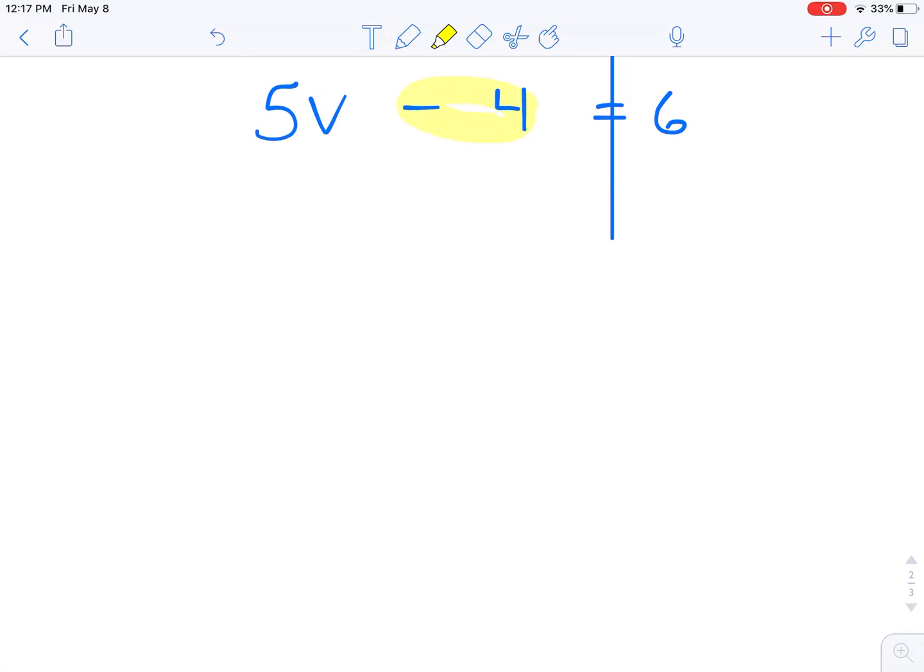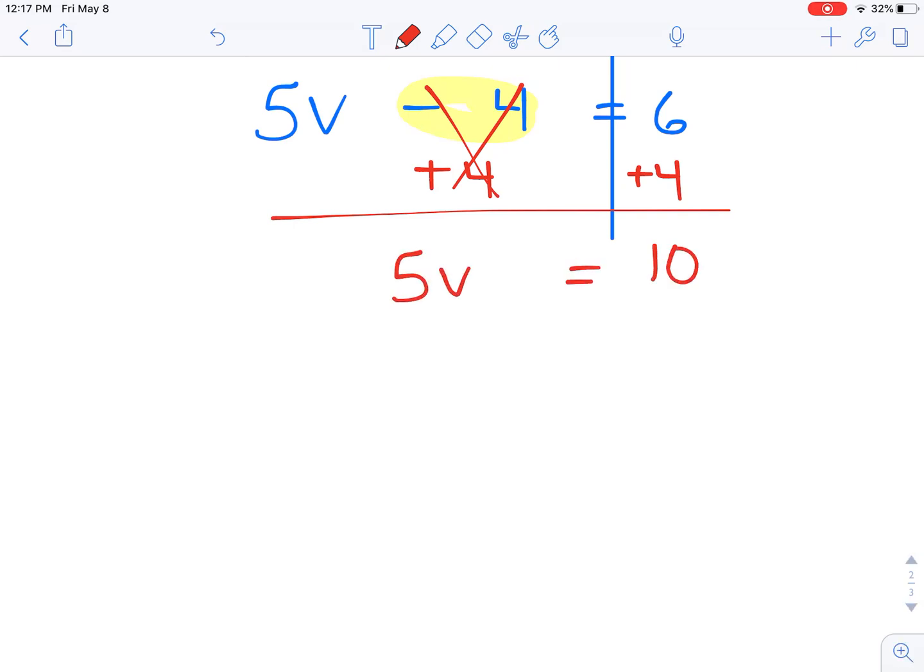Next, we want to move this minus 4. To undo a subtracting 4, we are going to add 4. These will cancel. 5v equals 10. To undo multiplication, we are going to divide. So divide both sides by 5. So v equals 2.